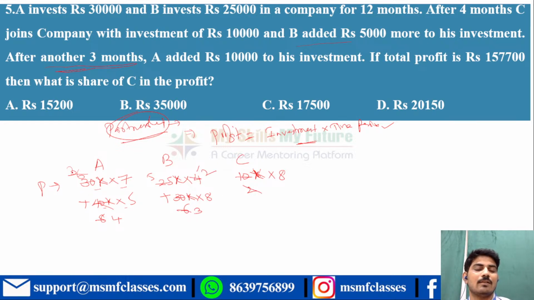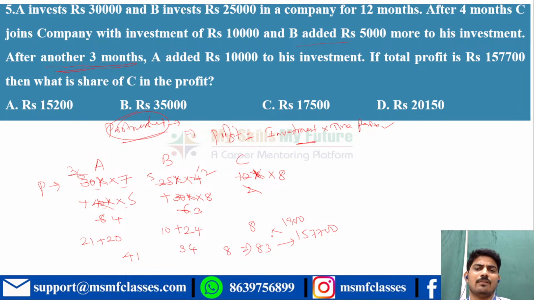So what is left here? 3 into 7, that will be 21, plus 20. Next, 5 into 2 will be 10, plus 3 into 8 is 24, and here 8. So it will be 41, 34, and 8. How many parts is that? That will be equal to 83 parts. That 83 parts value gave us 1,57,700, which means one part will be equal to 1900.